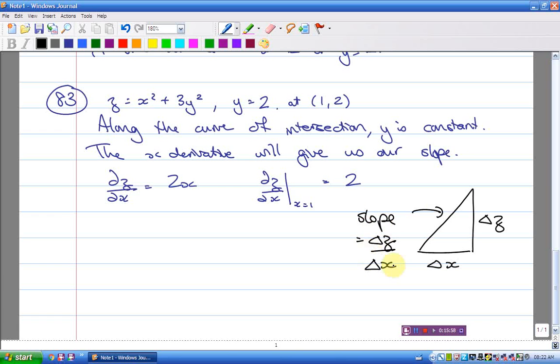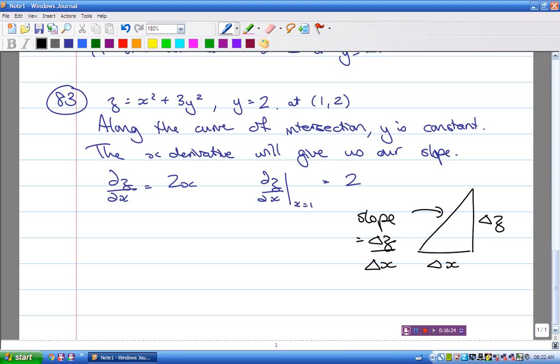Okay, if we have a secant or a little tangent and we want to work out the slope of that little line segment there, it's vertical over horizontal, right? It's delta z over delta x. Y is not changing. Rise over run, or whatever the terminology is that you like to use. But it's basically the vertical distance over the horizontal distance, and that will give us our slope.